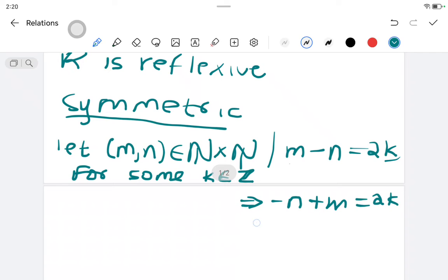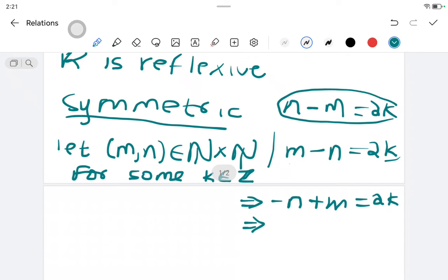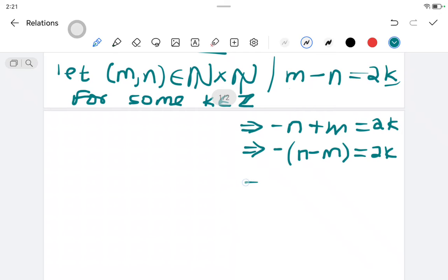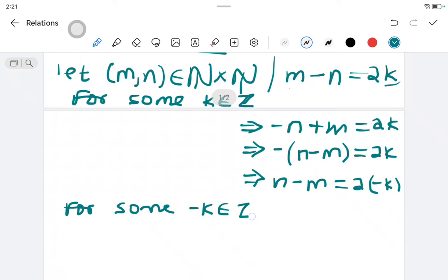I just apply commutativity there. Then what we need to check here is, is it true that n − m is equal to 2k? That's what we want to check, if this is also even. So we're going to factor out the negative for us to check that. We have n − m, which is equal to 2 times (−k), and the negative will be taken by the integer k, for some −k an element of the integers. So −k will also be an element of the integers.